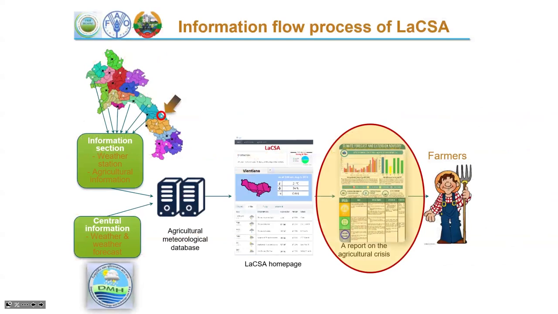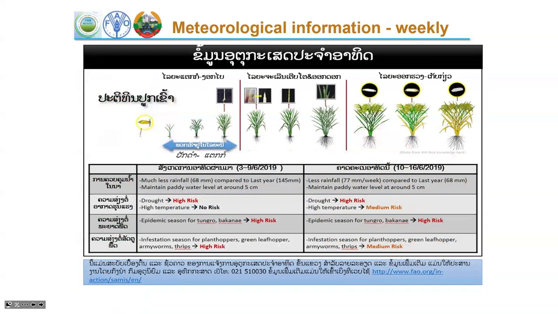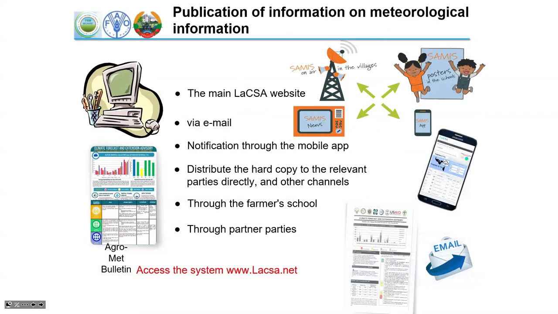This is the information flow process of LaKSA. The information section where the station agriculture information and the central information where the forecast is the responsibility of the Department of Meteorology and Hydrology. We collect the database into the computer system and analyze, and then report to agriculture and inform the local area farmers also, and this is the agent calendar. Meteorological information weekly report, and this is some information on drought and high risk, high temperature, also epidemic season, and this is the public information on meteorological information also.